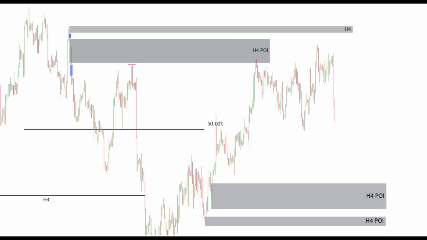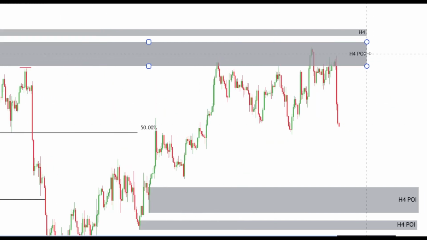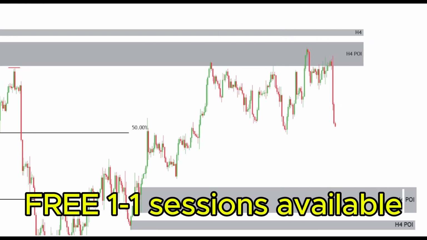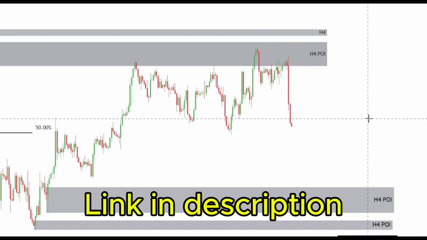Okay, so now it's important to understand we've reacted off a 4-hour POI. So this POI at the moment is holding. It's been a relatively strong POI in terms of its strength of holding sellers. And so from here, the NFP gave us an aggressive move to the downside. Well done for those who caught that.